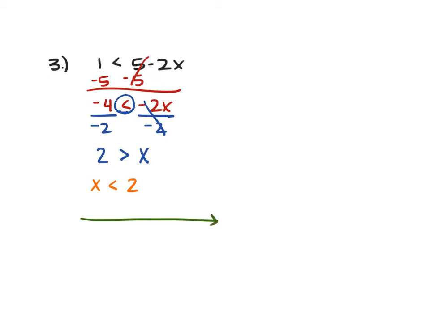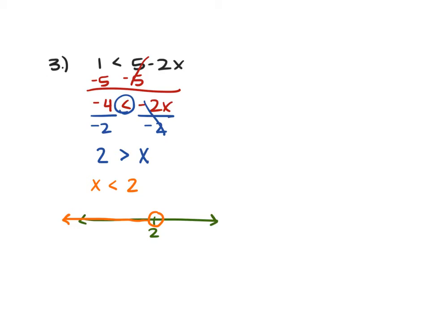On our number line, we find that 2. It's not equal to that 2, so we're going to have an open circle on the 2. When our variable comes first in our inequality, my sign points to the left, so my line is going to run to the left.